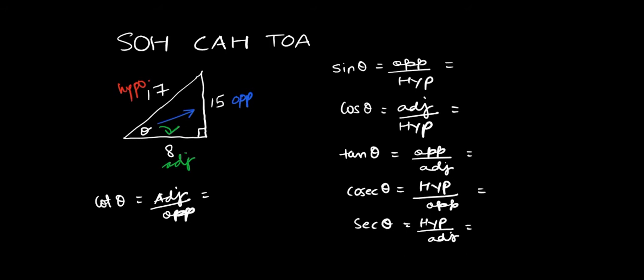So our sine theta will be opposite by hypotenuse. Our opposite is 15 and hypotenuse is 17. Next, cos theta will be 8 by 17. Next, tan theta will be 15 by 8. Next, cosec is 17 by 15. Next, sec theta will be 17 by 8. Next, cot theta will be 8 by 15.